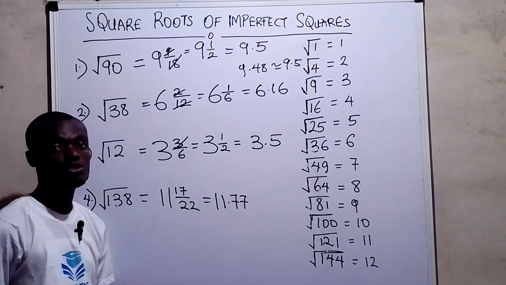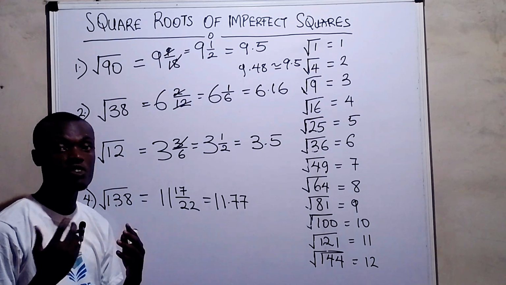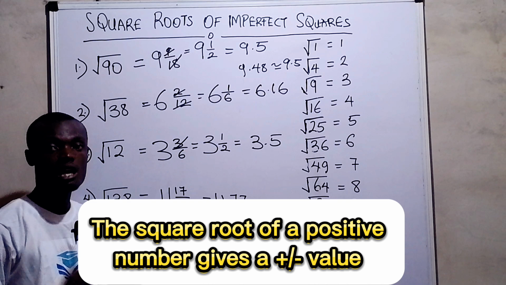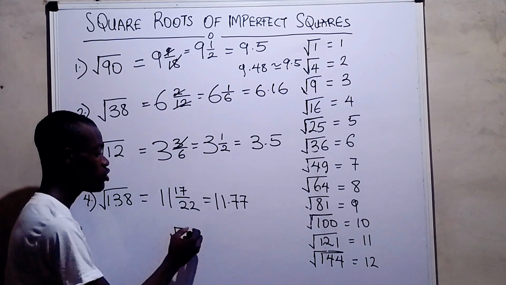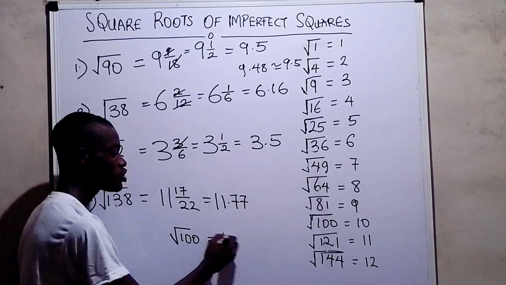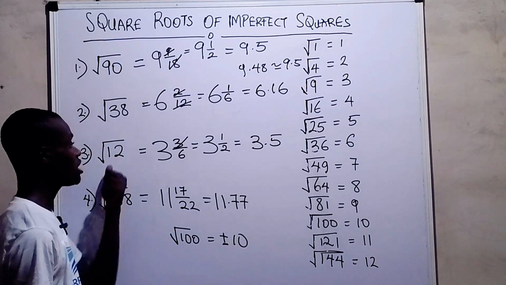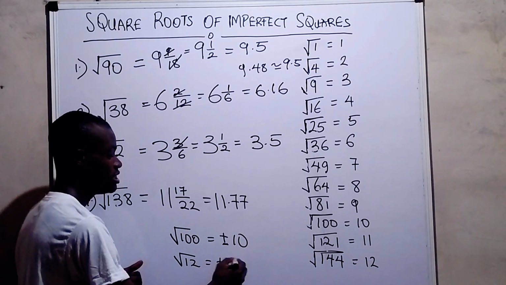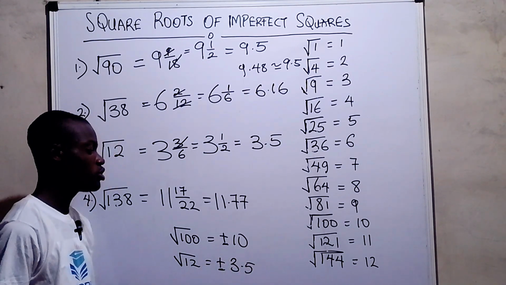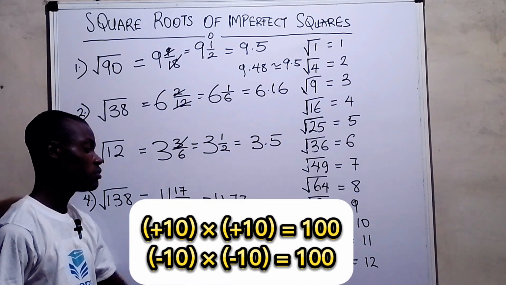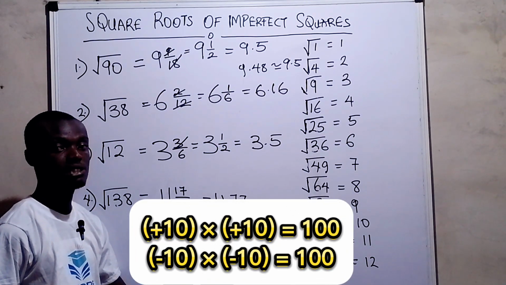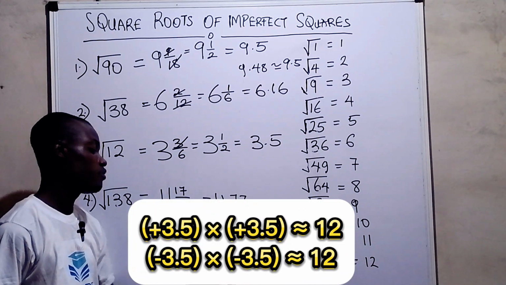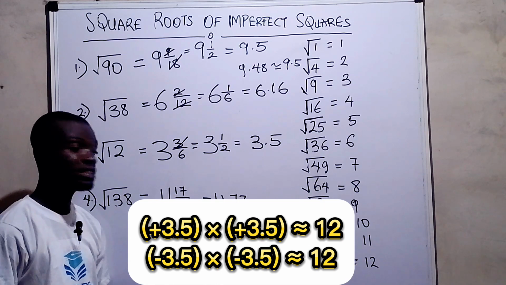Therefore, the approximate value for the square root of 138 is 11.77. But let's just add this to the video. In mathematics, whenever you take the square root of any number, you are supposed to have a positive or negative value as your answer. For example, the square root of 100 should give us plus or minus 10. So if I'm to take the square root of 12, which is an imperfect square, it should give me plus or minus 3.5. Why is it so? Because positive 10 times positive 10 will give us 100, and also negative 10 times negative 10 will give us 100. Same thing with positive 3.5 times positive 3.5 will give us 12, and negative 3.5 times negative 3.5 will also give us 12.